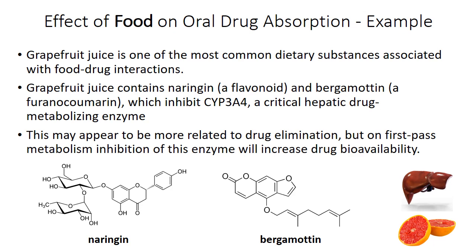This may appear to be more related to drug elimination, but on first pass metabolism, inhibition of this enzyme will increase drug bioavailability too. What I mean by that is that most drugs go to the liver when they're ingested, so the amount that actually reaches the systemic circulation the very first time it's getting in the body will be increased. Then as it circulates more and more, anytime it reaches the liver, it will again have a lower metabolism rate, so higher blood concentration.